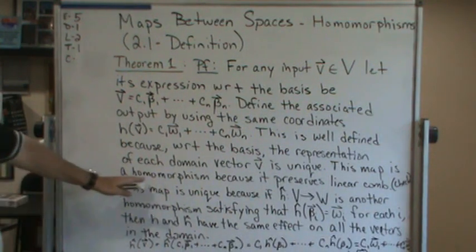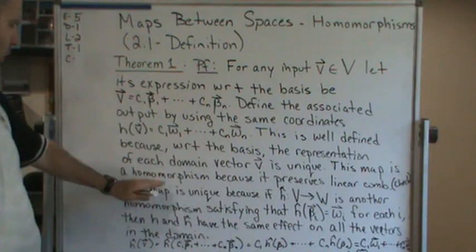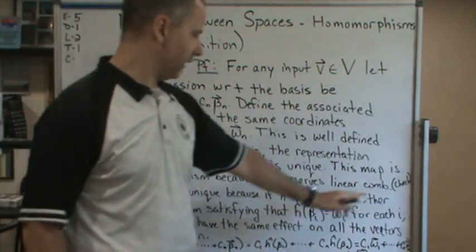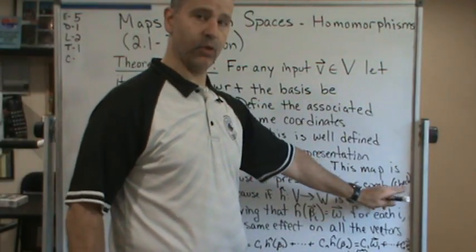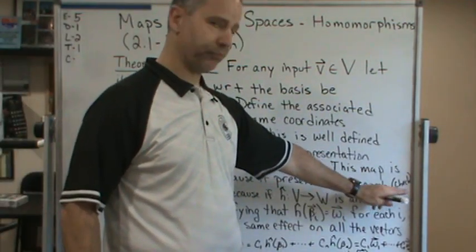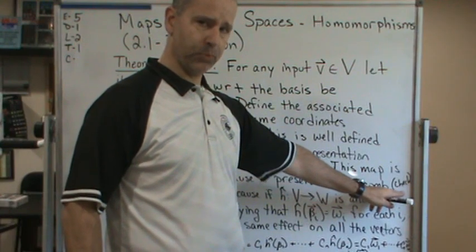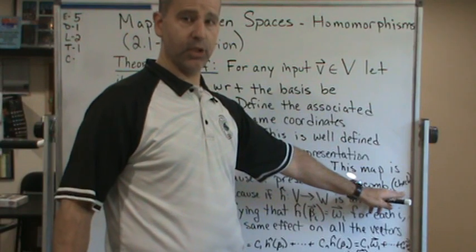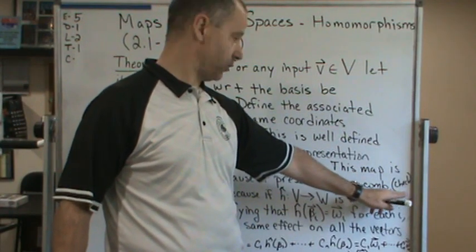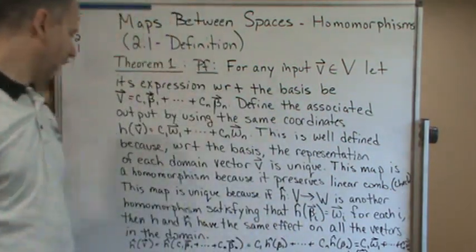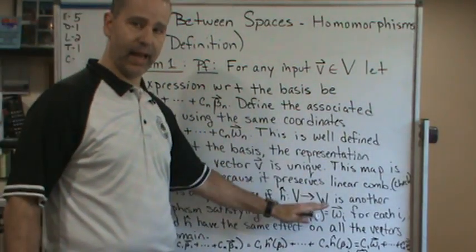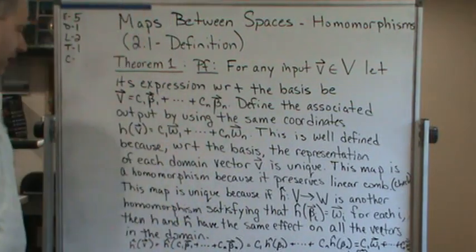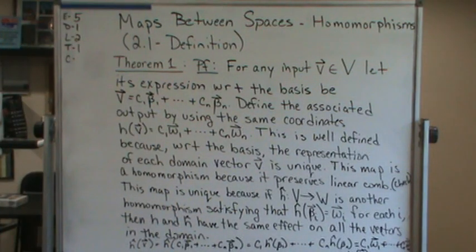This map is a homomorphism because it preserves linear combinations. I'm going to let you guys check that. Okay, so you should be able to check that it basically preserves addition and scalar multiplication. So you can check that. Okay. In the proof, we normally will check that. I just don't have room, but I'll leave that up to you to check that it does indeed preserve linear combinations.